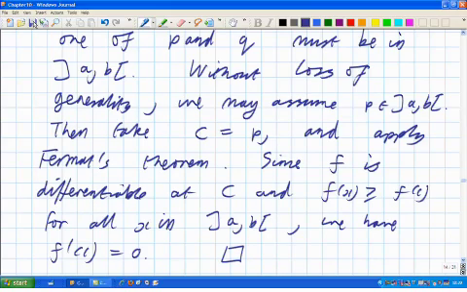You could also do it as 3 cases. I've done this as 3 cases in the past. Constant, minimum is below the line, maximum is above the line. You can do those 3 cases separately, and it works just as well. Any questions about the proof of Rolle's theorem?